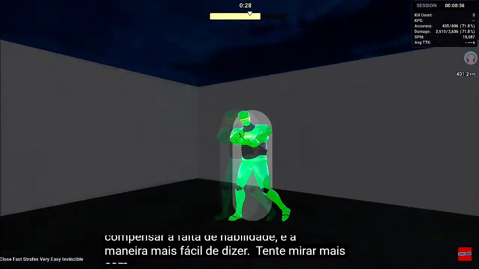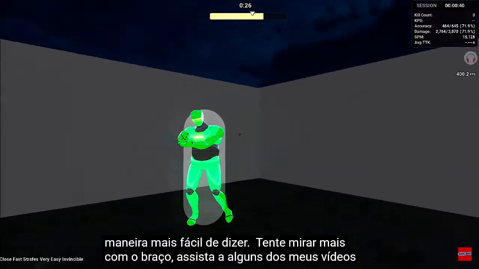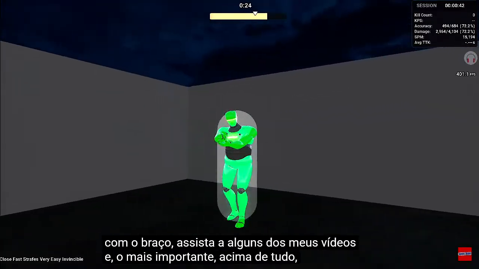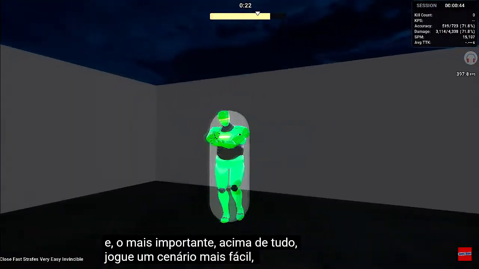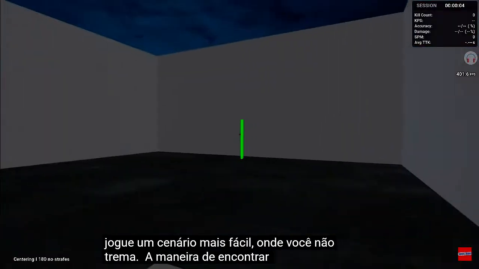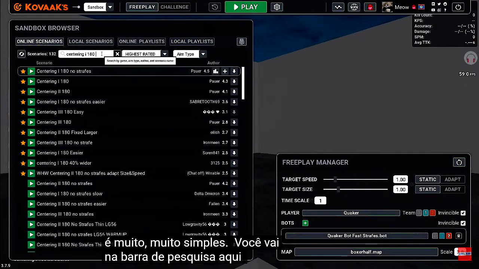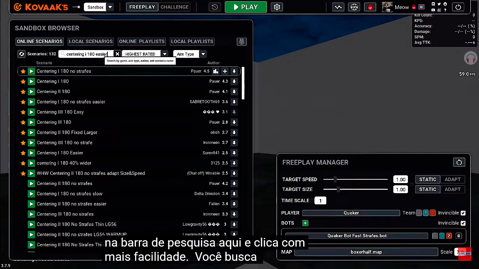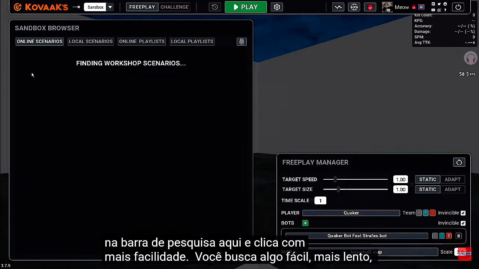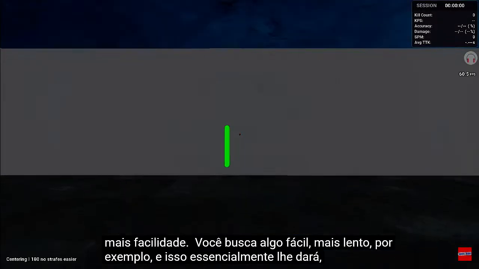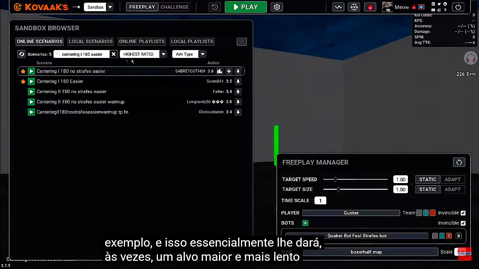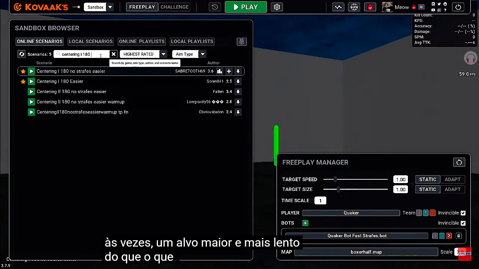Try to aim more with your arm, watch some of my videos, and most importantly, above all, play an easier scenario where you don't shake. The way you find an easier version is very, very simple. You go into the search bar here and you click easier, you search easy, slower, for example, and it will essentially give you sometimes a larger, slower moving target than what we originally see.